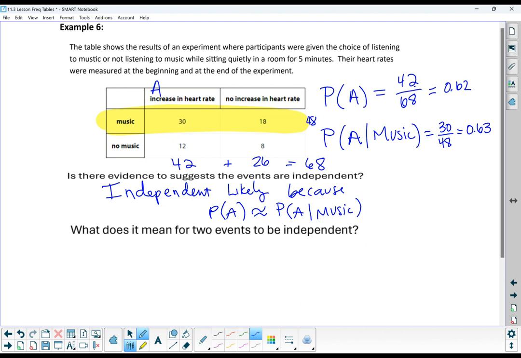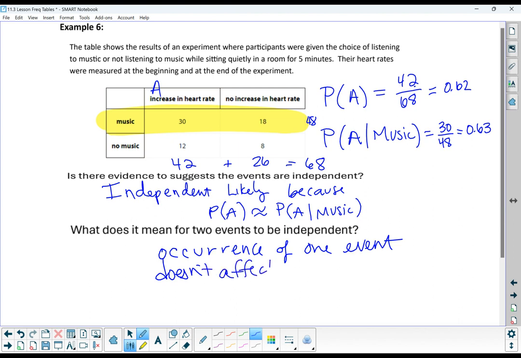So what does it mean for two events to be independent? It means the occurrence of one doesn't affect the likelihood of the other. So in this specific case, the occurrence of the music didn't affect the likelihood of an increased heart rate.